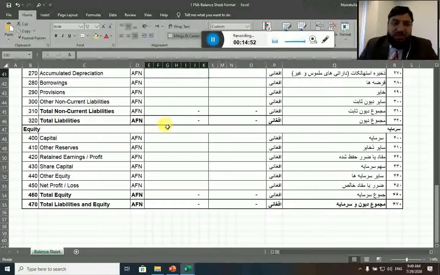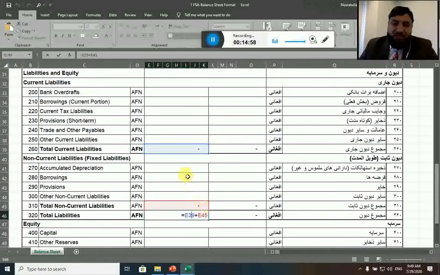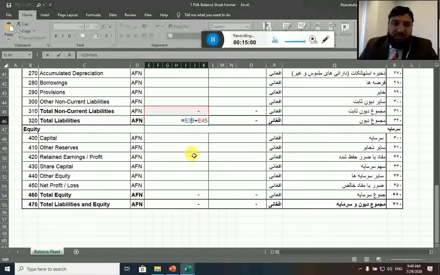Next, we have total liability, which is current plus non-current, right? Current plus non-current. Now the last portion is the equity portion. In equity we have capital, other reserves, retained earnings, share capital, other equity, and net profit. Capital is the capital invested, the initial capital. Here we write initial capital.